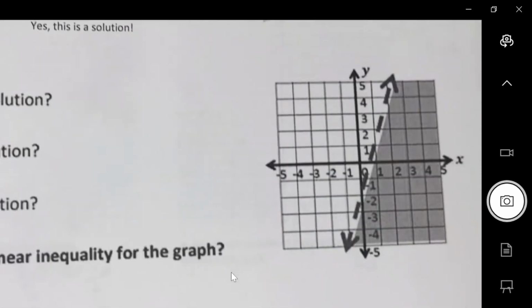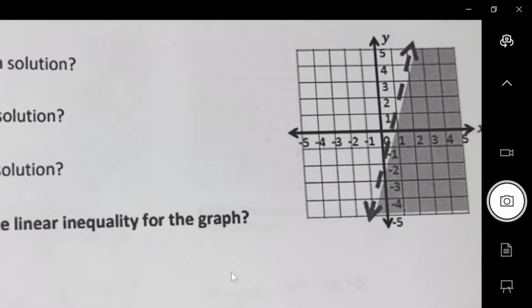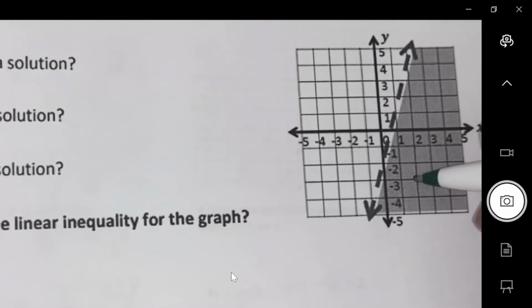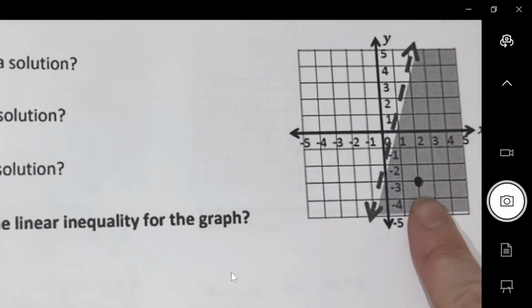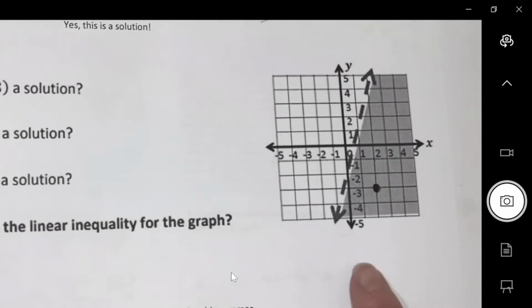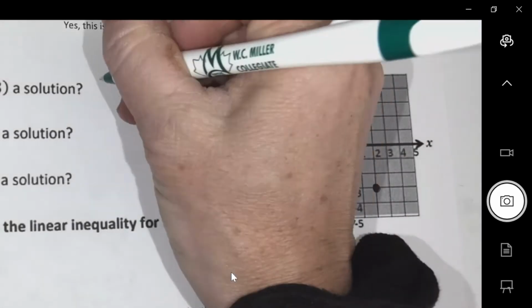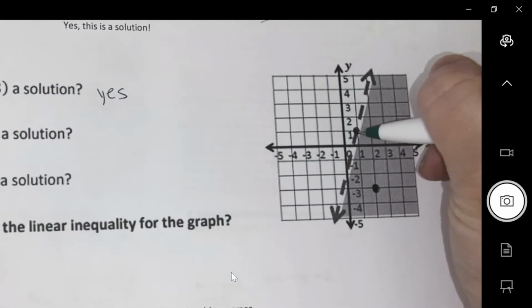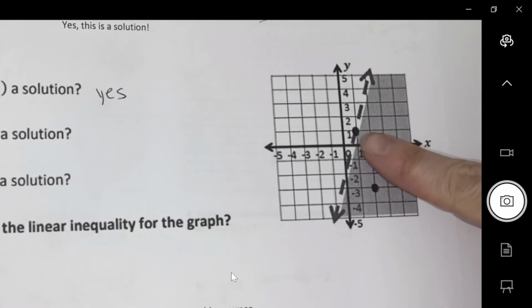Okay, visually, let's see if these are solutions. So 2, -3. Is it a solution? Is it in the solution zone? Yep, that's going to be good. It works? Yes. 1, 1. 1, 1 is right there, and it looks like it's falling right on that line. Is it a solution or not?